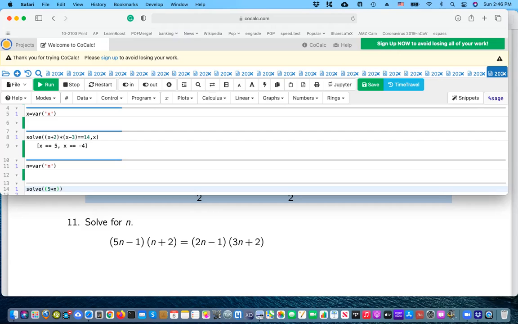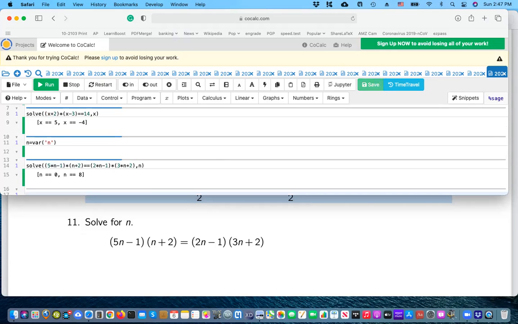I can't put 5n down. Minus 1 star n plus 2. I need to explicitly state it's a multiplication problem. Double equal sign indicates an equation. 2 star n minus 1 star 3 star n plus 2. And I want to solve for n. Remember, shift, return. If I make a mistake, it'll let me know I made a mistake. Of course, it returns immediately to me n equals 0 or n equals 8.